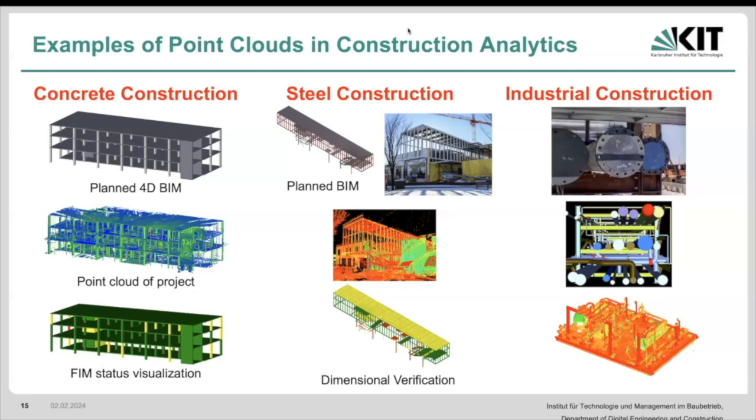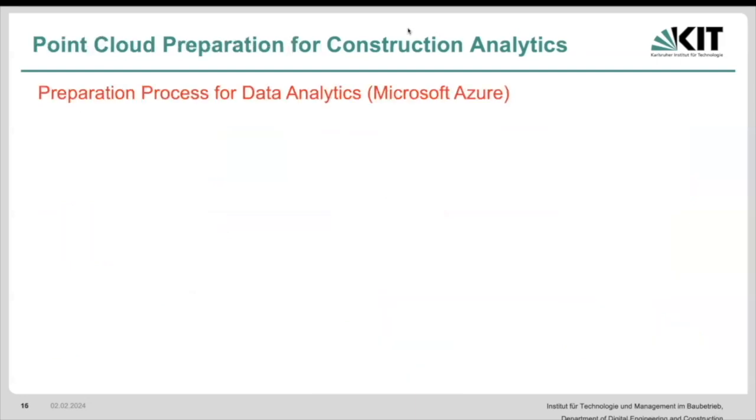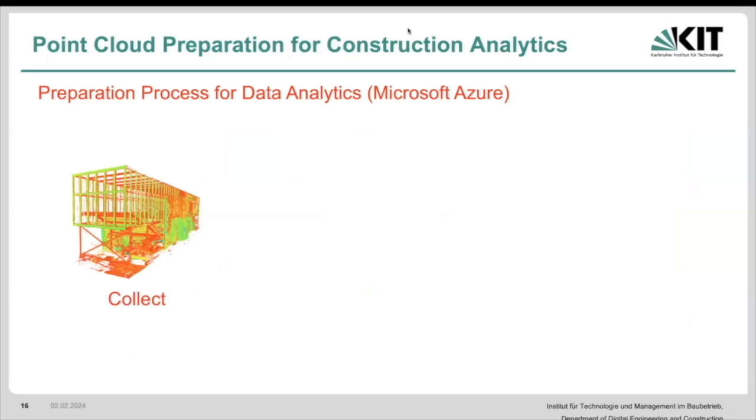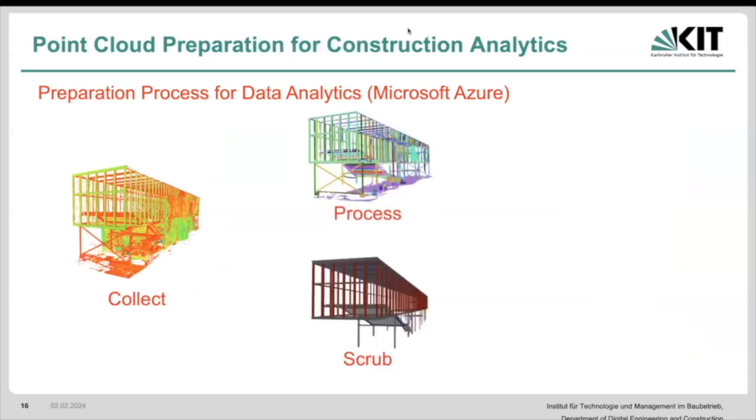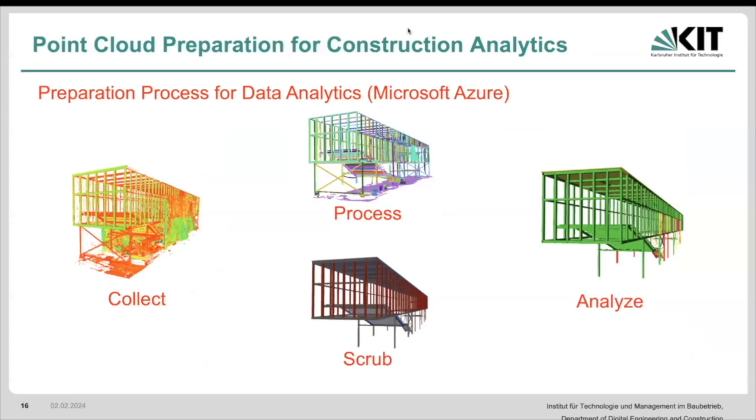So there's some typical steps in big data analytics. One that was basically specified by Microsoft has 4 real steps. You collect the data, you process the data, scrub the data, and then you analyze it. So in our case, what does that mean? That means that we collect the data. Our collected data is point clouds, right? Using laser scanners, using photogrammetry, whatever method.